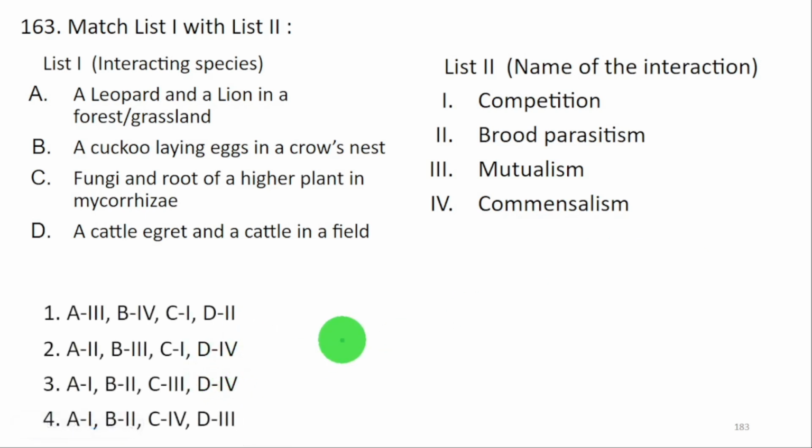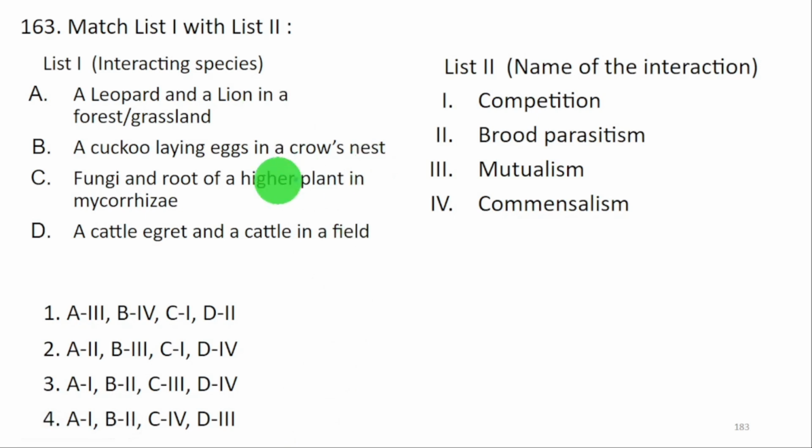Keep it ready. So first one, leopard and lion in a forest grassland. So they are there. This is clearly competition. They will compete for food. So this is competition. A is 1. A is 1 in option number 3 and 4. B is 2 again in 3 and 4.